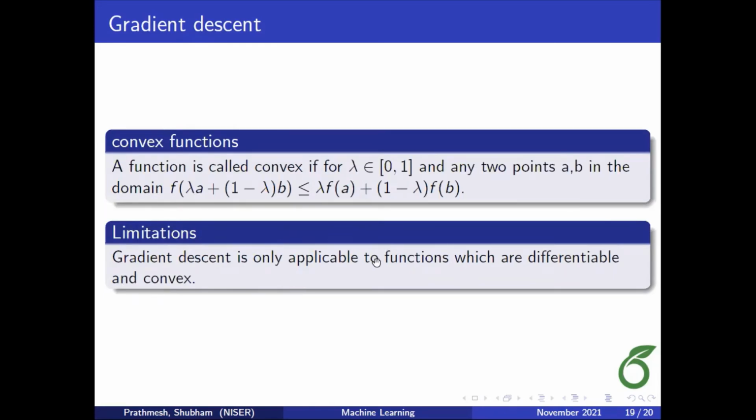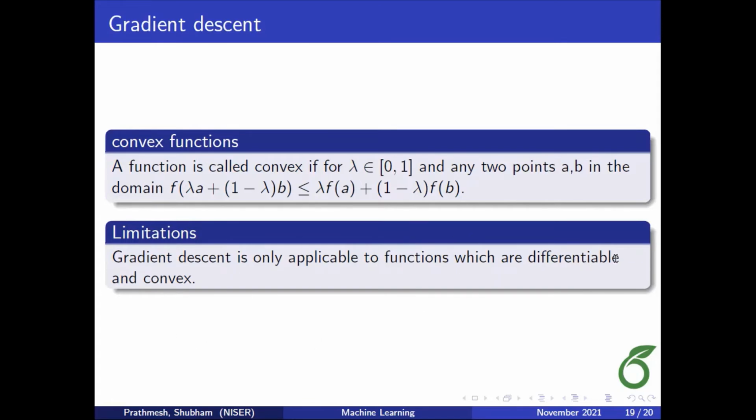Now moving forward. Before understanding the limitations, let's first understand what a convex function is. This is a mathematical definition. A function is called convex if for parameter lambda in 0 to 1, and any 2 points a, b in the domain, f of lambda a plus 1 minus lambda b is less than or equal to lambda f(a) plus 1 minus lambda f(b). And so the limitations are that the gradient descent algorithm can only be applied to functions which are differentiable and convex.